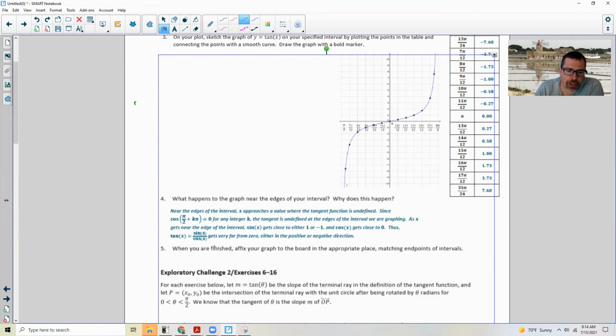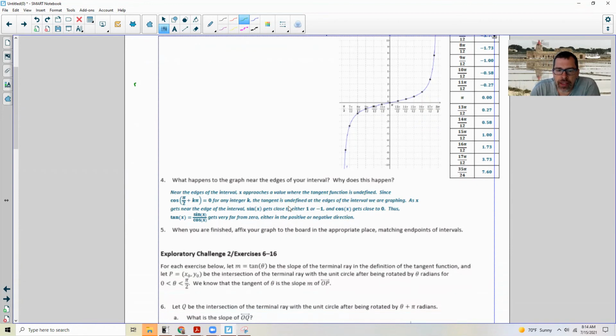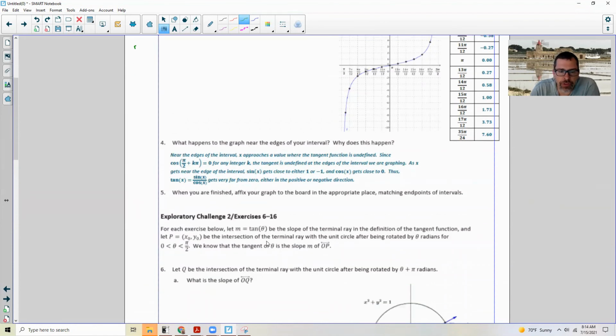Number 5, when you are finished, affix your graph to the board in the appropriate place, matching endpoints of intervals. Okay, so in this group activity, what you were to have done is graph all of these, and then affix it to a board so that everybody can see what everybody graphed from all of the intervals.